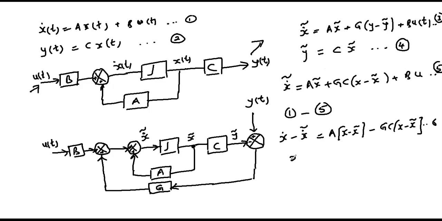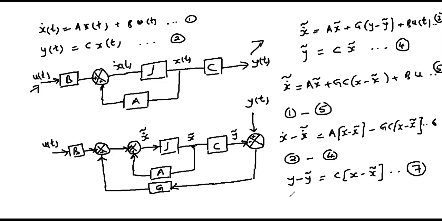If we take equation 2 and subtract equation 4, we'll have y minus y estimated equal to C into x minus x estimated. We can call this equation 7.